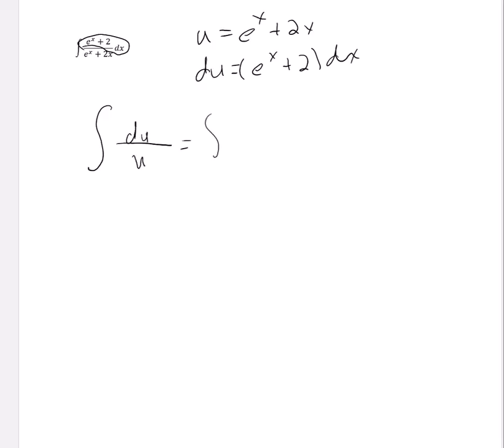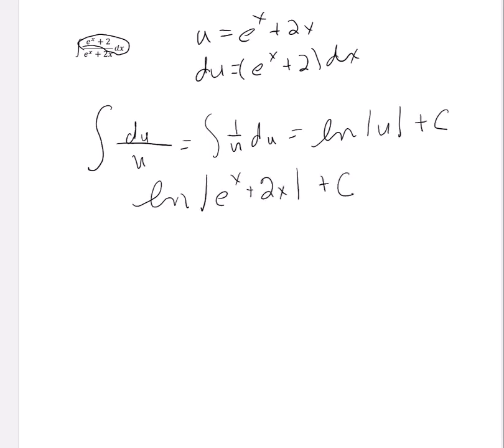I'm going to write that as 1 over u du. So how do I integrate 1 over u? Hopefully you go, oh, you do ln, and that's what we're supposed to do. So we do the natural log of the absolute value of u plus c. That's the natural log, absolute value of e to the x plus 2x plus c. That is the solution.